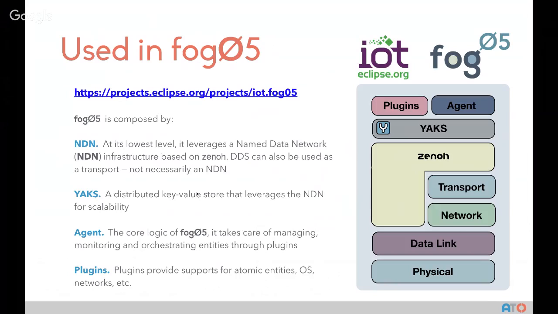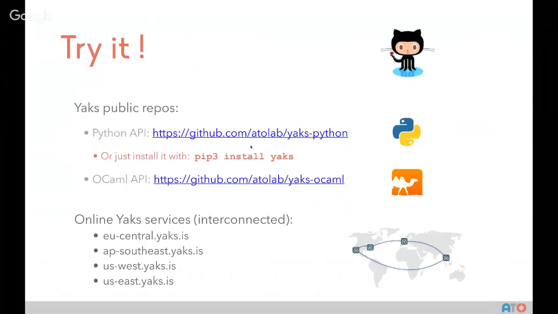And YAKS actually is already used in an Eclipse IoT project, the FOG05 IoT project. As you can see, the architecture here has been presented in the past in FOG05 slides. Really, the FOG05 agents are leveraging YAKS to implement everything that they need for their communication between all the agents. And of course, the Zenoh protocol underneath, that we will probably present in a future Eclipse meetup, we hope so. So YAKS is not yet fully open source.